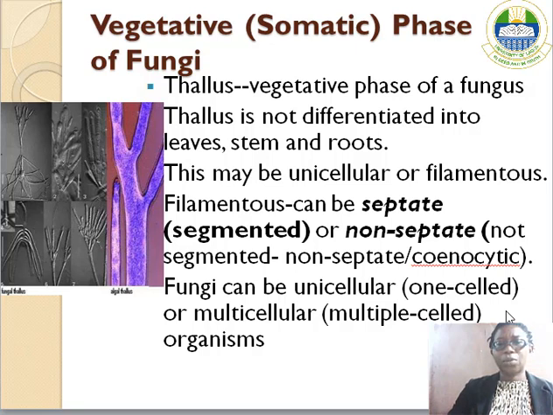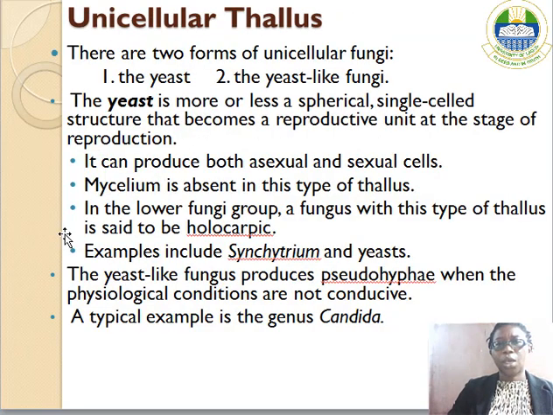Fungi can be unicellular or multicellular in nature. What you have here on the screen are examples of different types of thallus as you find in the kingdom fungi. The unicellular thallus can be of two forms. It can be in the yeast form or in the yeast-like form for the yeast-like fungi. The yeast is more or less a spherical, single-celled structure that becomes reproductive in nature as the organism matures.